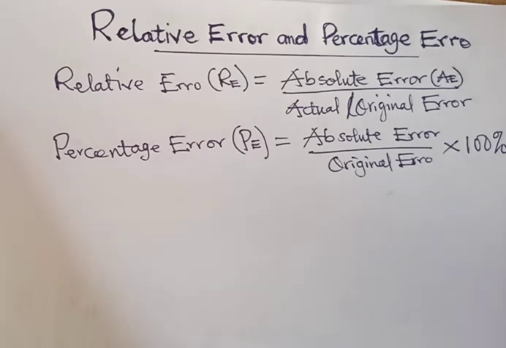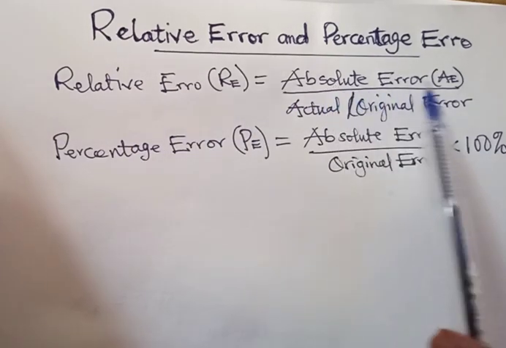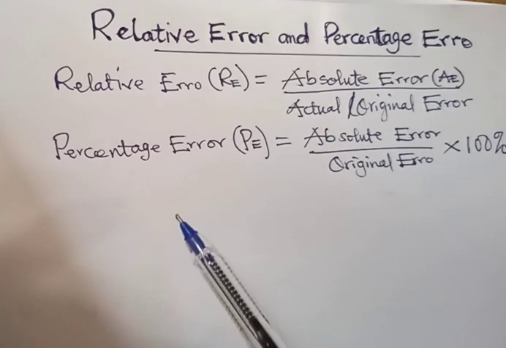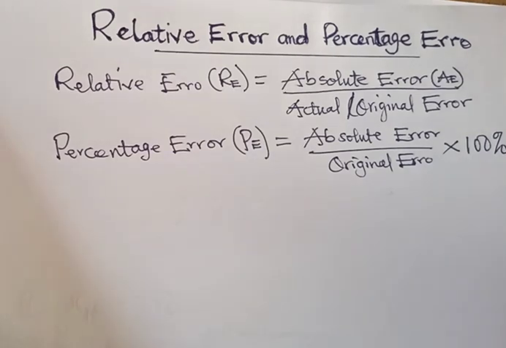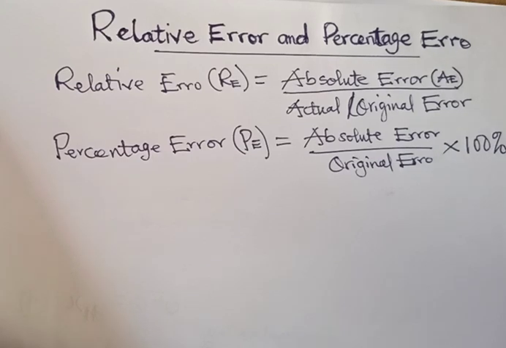Good. Now, when we say relative error, we are saying that it is the ratio of the absolute error to the actual or original error. And what is the absolute error? When we talk of the absolute error, we are talking about the difference of the values. So we are talking about the difference between the initial value and the final value. So they are the difference of values. That is what we mean by absolute value.